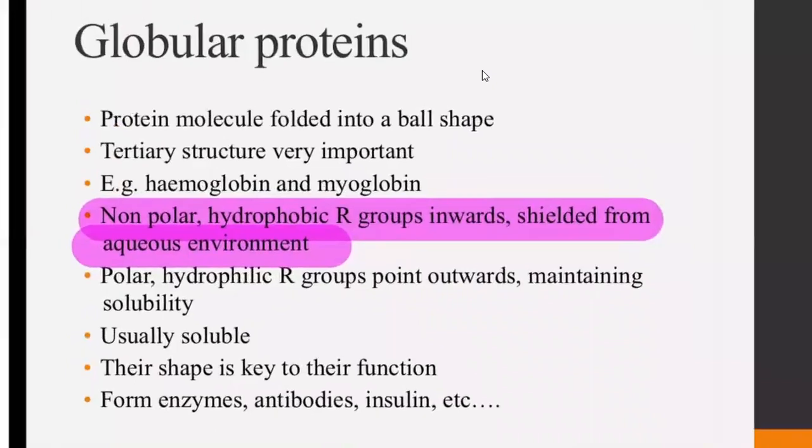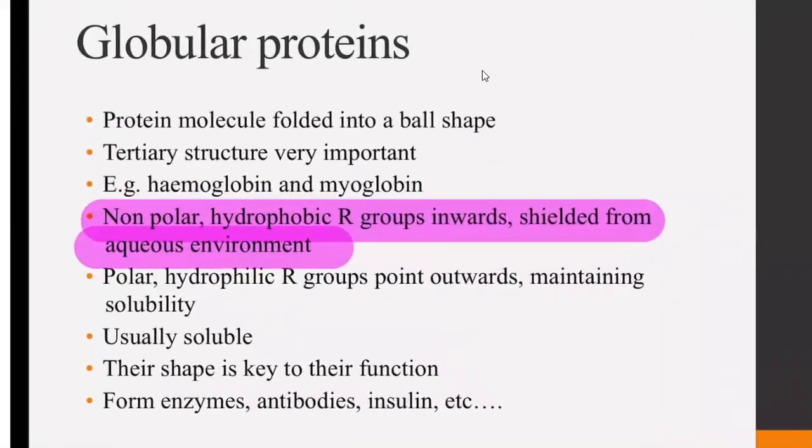Acha, and then, do I need to repeat this or do you know about this? Why do we use the word globular proteins when we discuss tertiary structure? Why? Because Miss, they're spherical in shape. They are spherical in shape. What is the literal meaning of the word globular? What do you mean by globular?